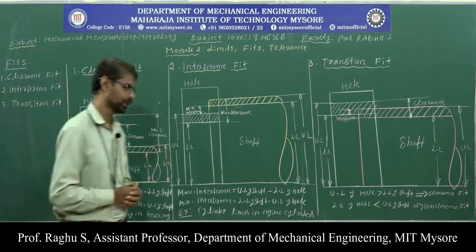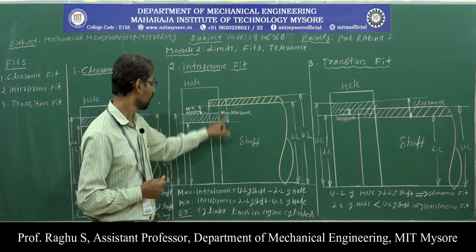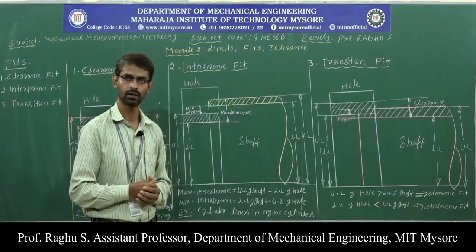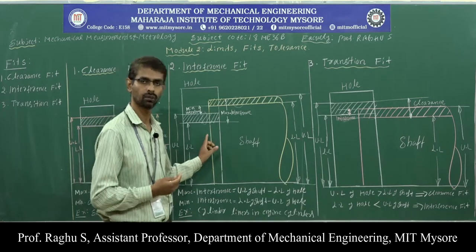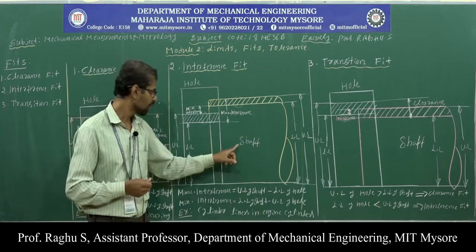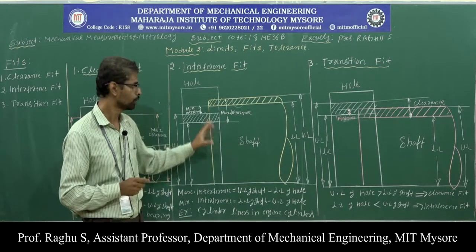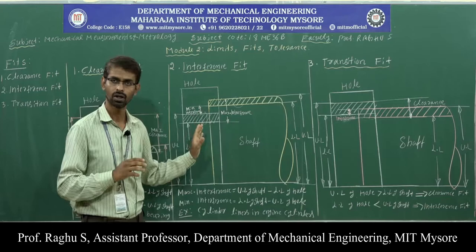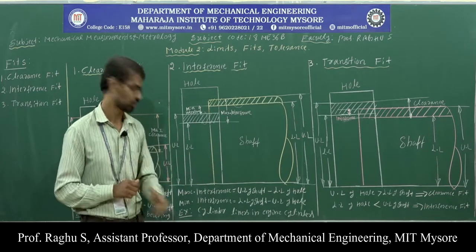Coming to interference fit, a fit that provides an interference between shaft and hole is called an interference fit. To get an interference fit, the size of the shaft must be greater than the size of the hole. Then how is assembly done? Here, assembly of shaft with hole is done by pressure or heat expansion. Since we do not have any gap or clearance, assembly is very difficult. Therefore assembly is done by pressure or heat expansion.